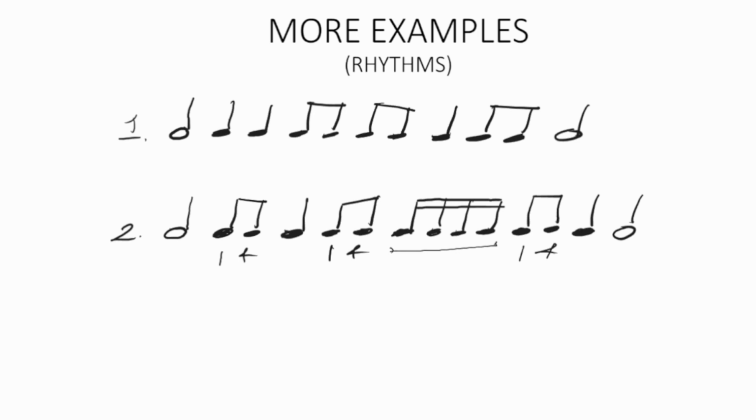I can clap that one first, then you can repeat after me. 1, go. 1 2 1 and 1 1 and 1 1 and 1 1 2. Now we can clap that rhythm together. 1 2 1 and 1 1 and 1 1 and 1 1 2.